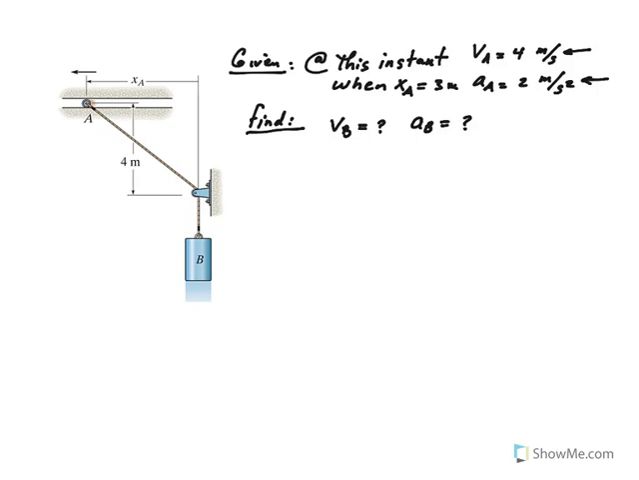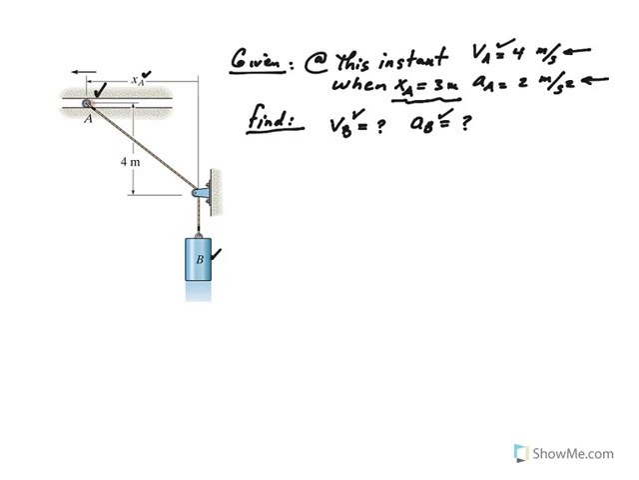Here we have this roller A confined to move horizontally to the left. At the instant when XA is 3 meters, so this XA shown here is 3 meters, we're going to use that as describing the position of roller A. We are told that the velocity of A is 4 meters per second to the left, so A is moving to the left, and it's accelerating at the rate of 2 meters per second squared. At this particular instant, we want to find the velocity and acceleration of B, this block. The way you start setting up this problem is very simple.